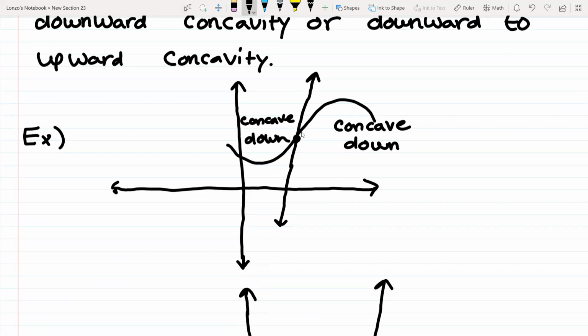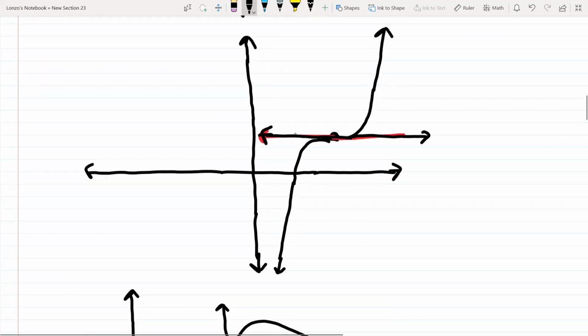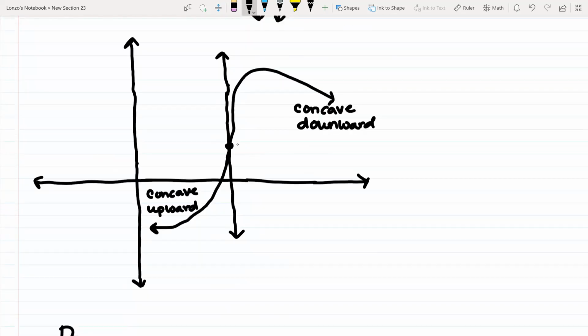This should be concave up. Yeah, so it changes from concave up to concave down, and then right here it changes from concave up to concave down, and here's another point of inflection. So basically, it's the point where it's about to change from concave up to concave down or concave down to concave up. That's all it is.